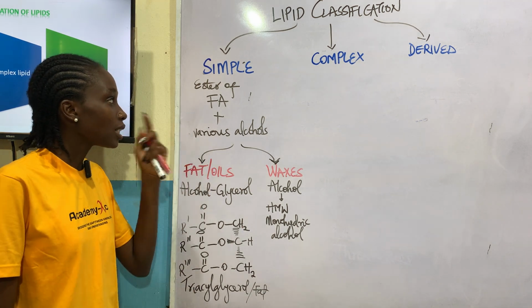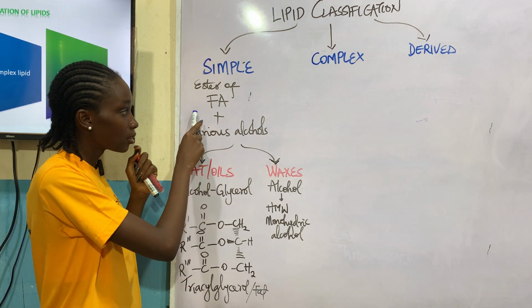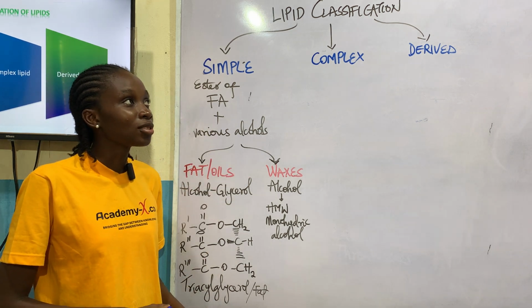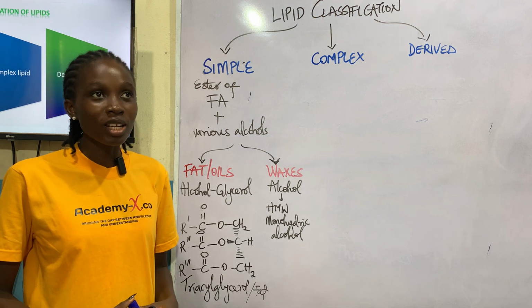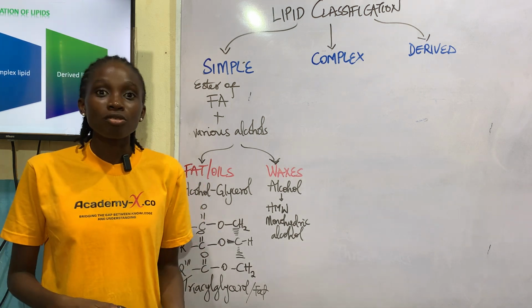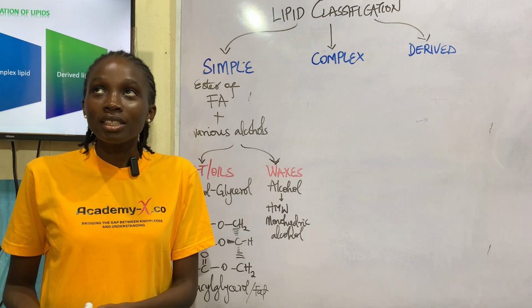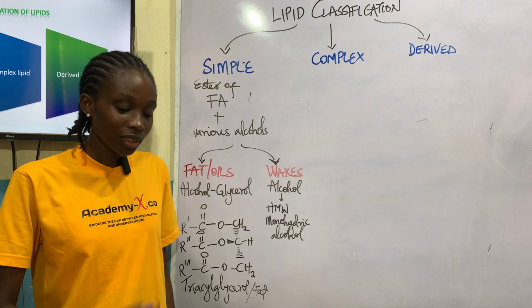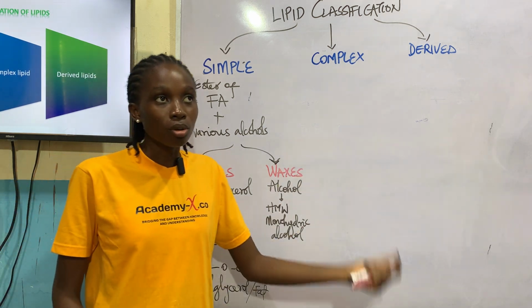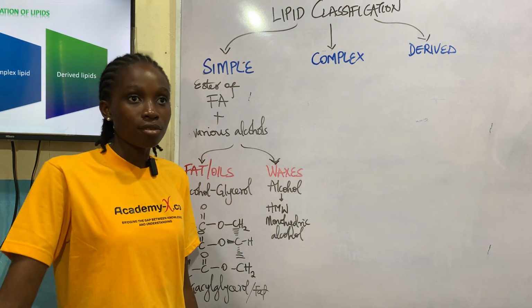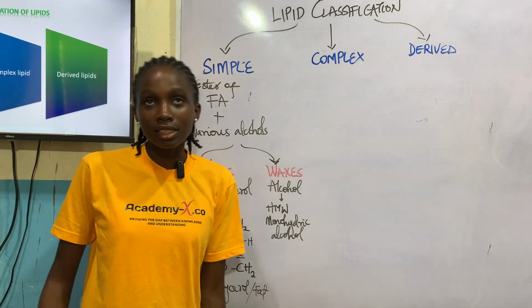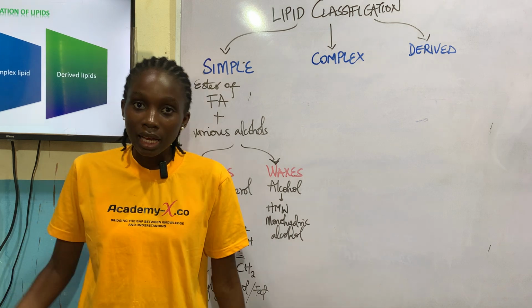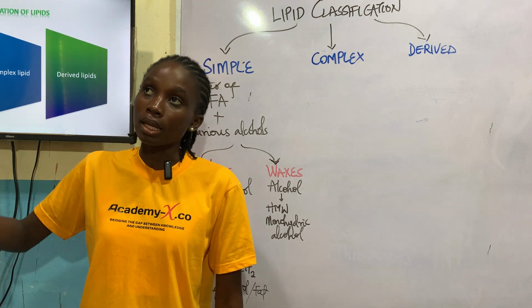Simple lipids are esters of fatty acids with various alcohols. Esterification has to do with organic substances. It's more like the acid-base neutralization of inorganic chemistry. Normally, acid and base neutralization gives you salt and water, but in organic chemistry it has to do with an alcohol and a carboxylic acid, something that has an acyl group, to give you an ester and water, or maybe an ester and an acid.